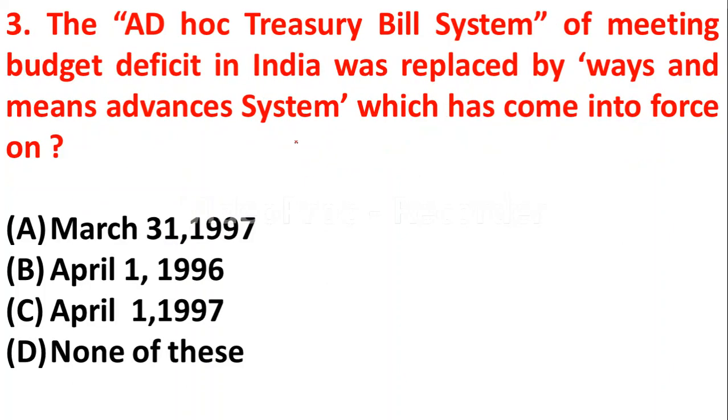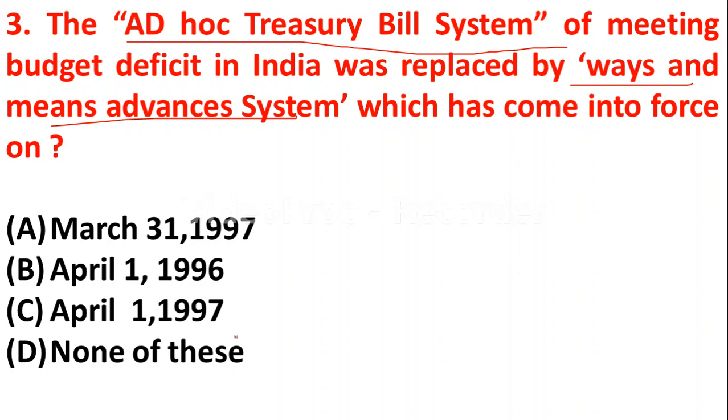So the next question is, the ad hoc treasury bill system of meeting budget deficit in India was replaced by the ways and means advance system, which has come into force on? Option A, March 31, 1997. Option B, April 1, 1996. Option C, April 1, 1997. Option D, none of these.